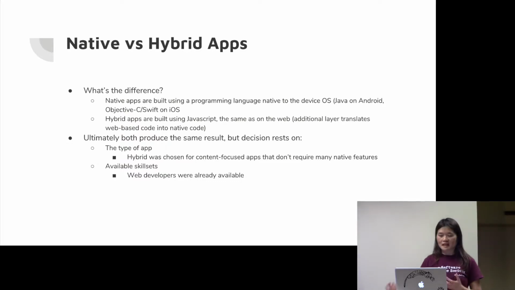Hybrid was chosen for the company because management decided that it's more a content-focused app, so they don't require too many native features, so it can be done using hybrid. And also for less effort, I'm assuming, right? Yeah, that's right. And then also skill sets. Inside the company, there wasn't anybody who knew much about native mobile app development, so that's why we're going with the hybrid approach.